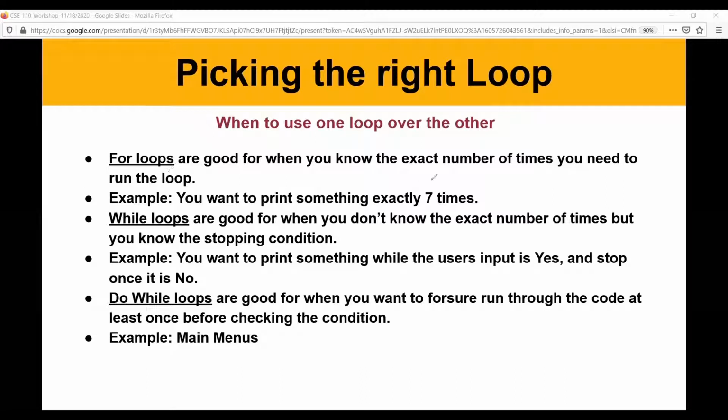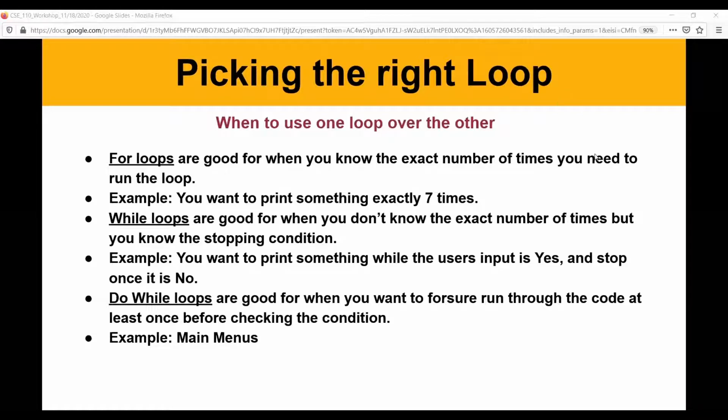So for loops are normally best when you want to know how many times the loop runs, or when you know the exact stopping point. Like I want this loop to stop after 5 iterations, or 4 iterations, or 3. When you know exactly how many times you want the loop to run, typically a for loop is better.